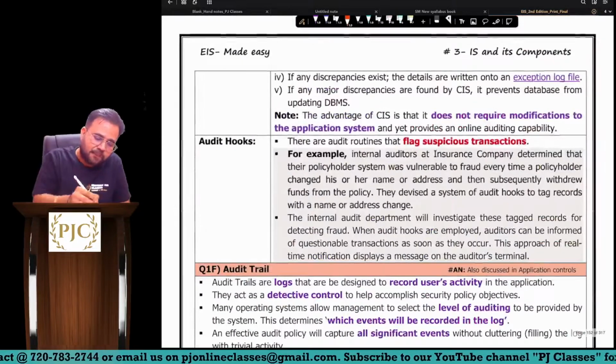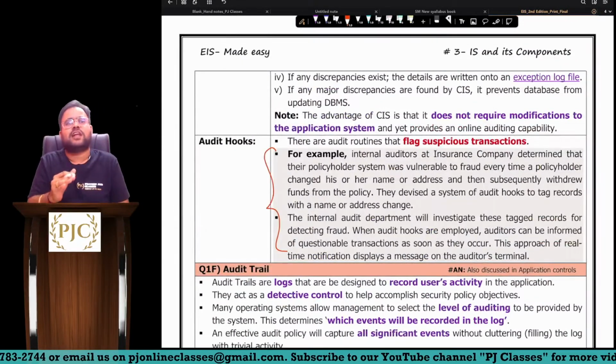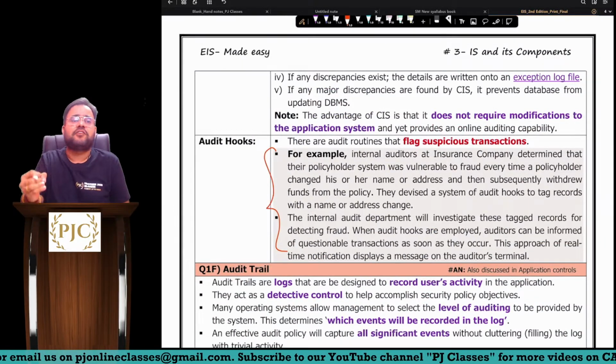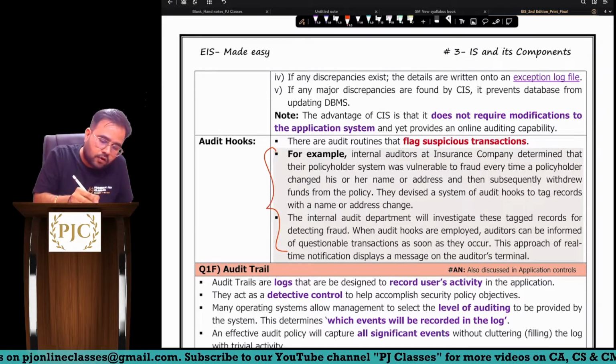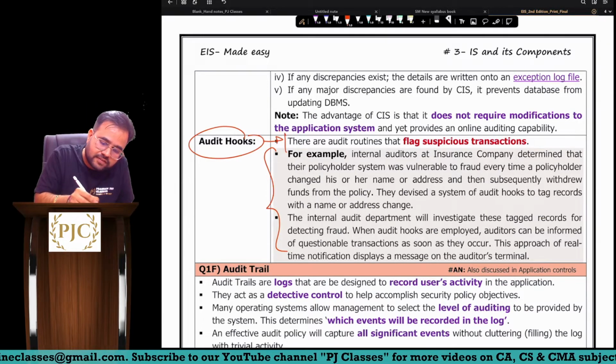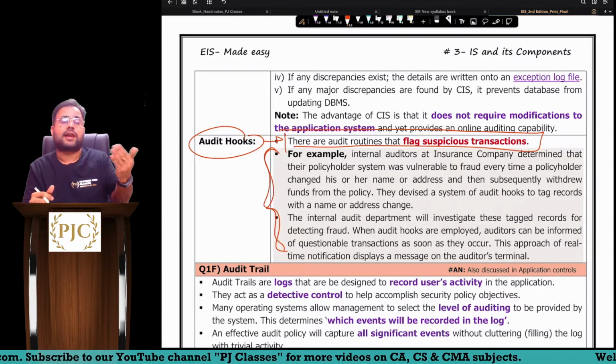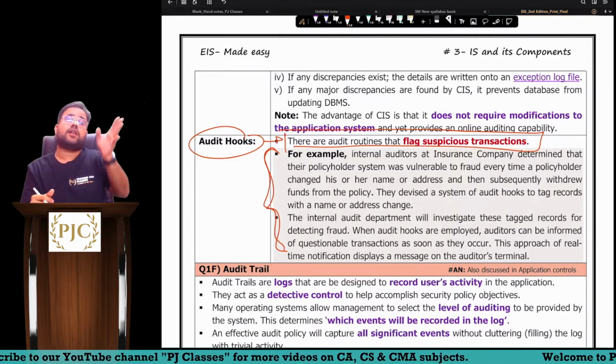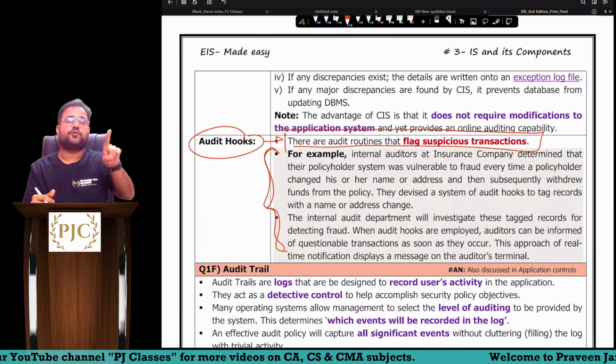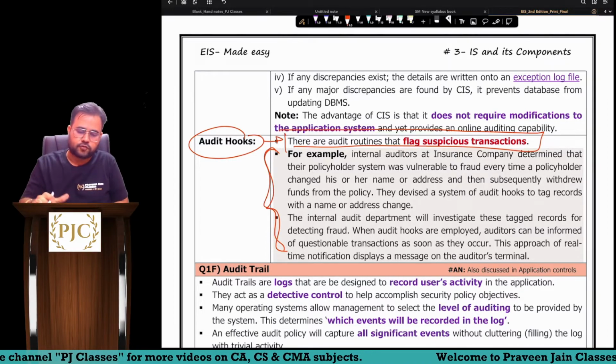Now wherever I put this way may shadow, that means it is not that relevant for you to write in the answer. Now audit hook, the only answer is this particular line. Now remaining is the example. This example you can write as it is if you require, or that particular example which I am going to use in the class. Okay, so that is the point.